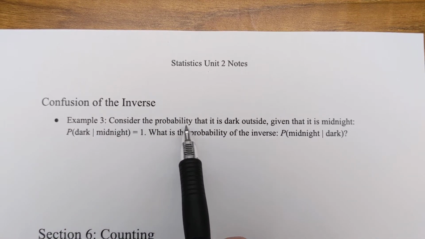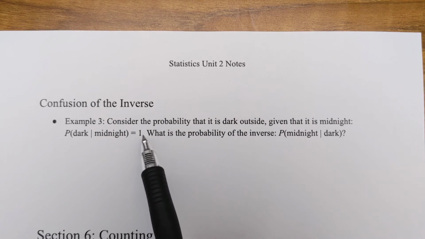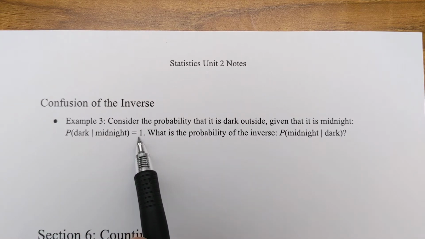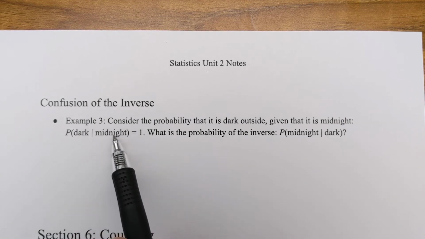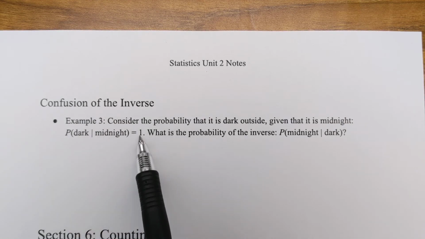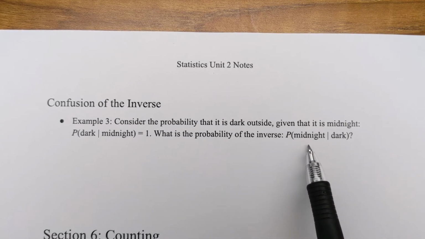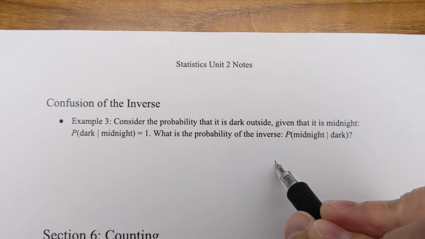So it says, consider the probability that it's dark outside, given that it is midnight. So the probability that it's dark, if you know it's midnight, is 1. We're ignoring Alaska in the middle of summer, things like that, where the sun doesn't actually set. But almost always, if it's midnight, you know it's dark, guaranteed. Probability is 1. Over here was the probability of the inverse, that if it is dark, you know that it's midnight.